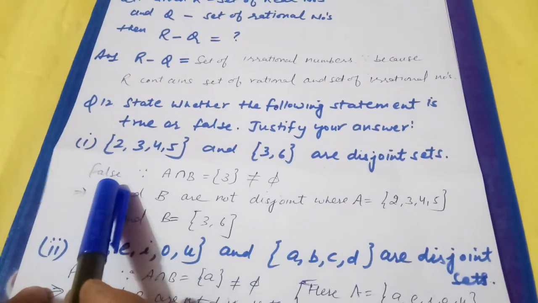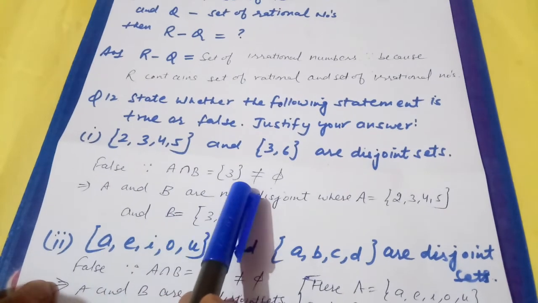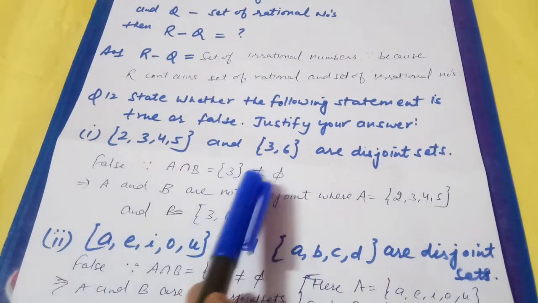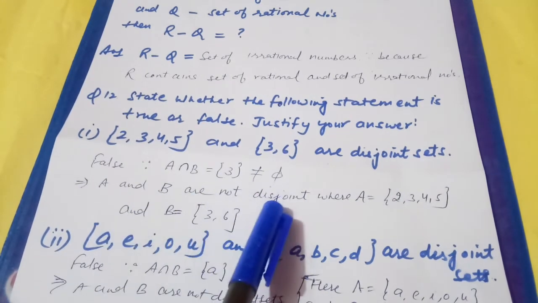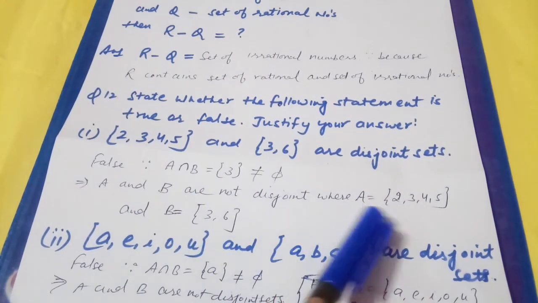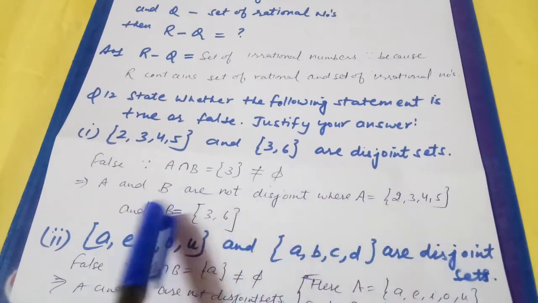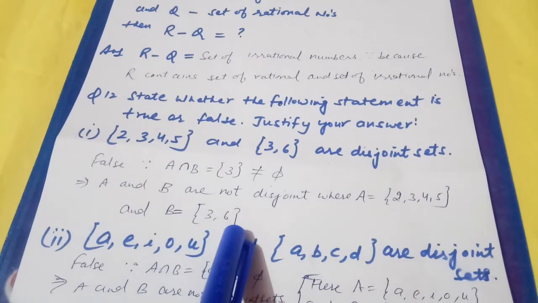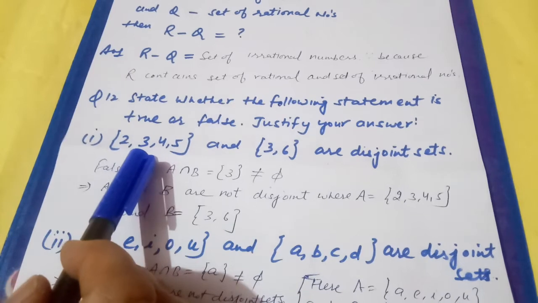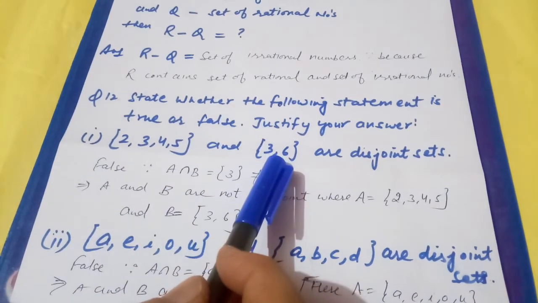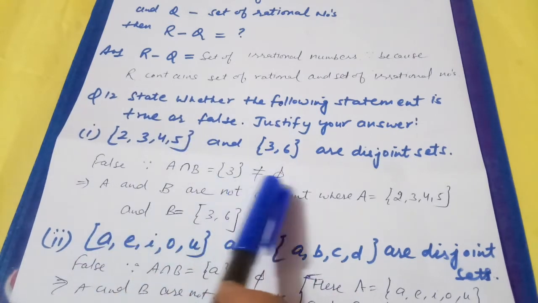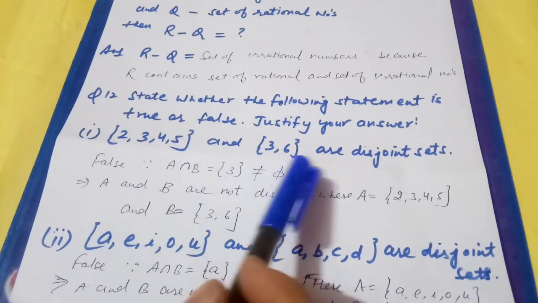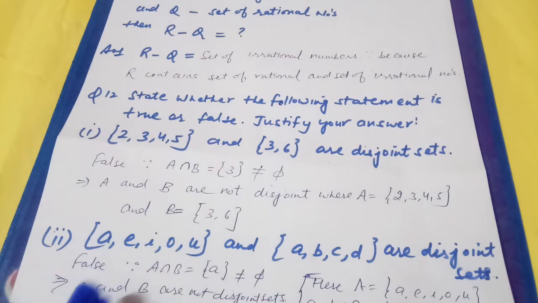You can write false because A intersection B is equal to only the set {3}, that is not equal to the empty set, which implies A and B are not disjoint, where A is equal to {2, 3, 4, 5} and B set is equal to {3, 6}. Okay, we have considered the first set as A and the second set as B. So A and B intersection is not equal to the empty set, so this is not an example of disjoint sets.